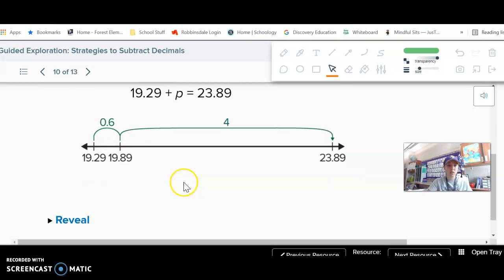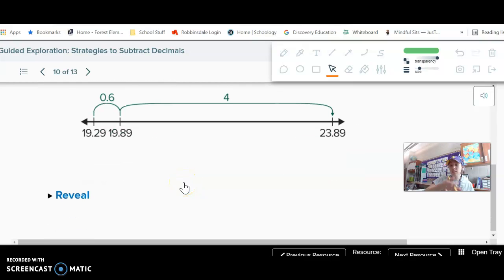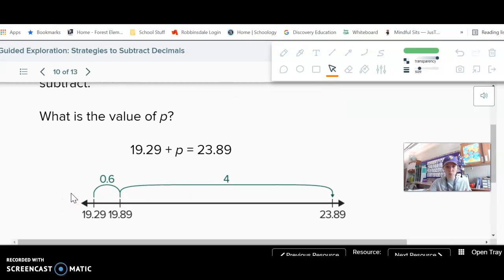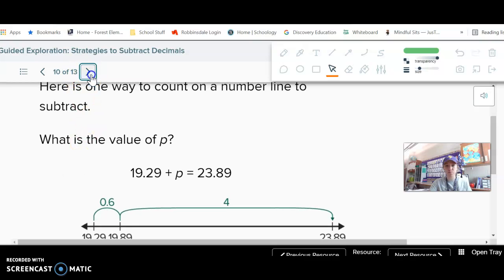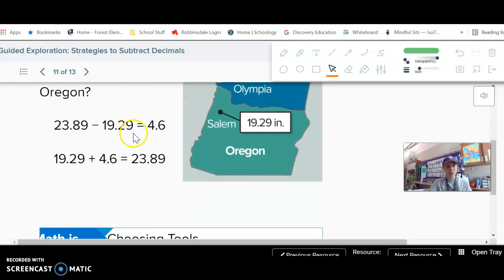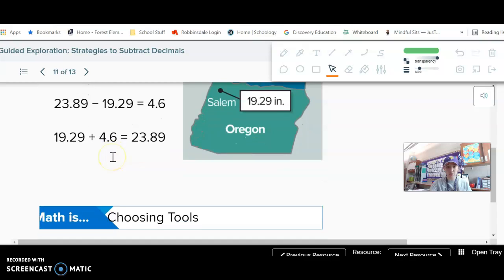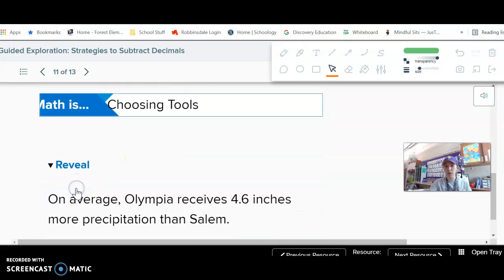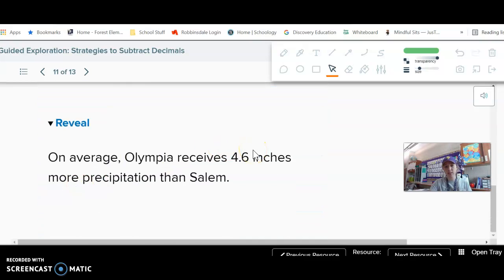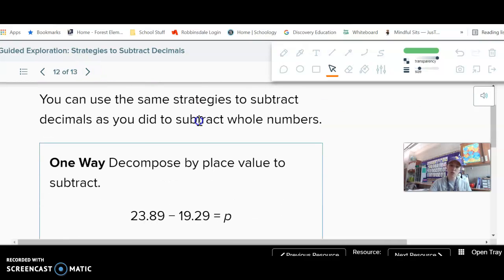So, that's how they showed it. They did the 6 tenths first and then the 4 wholes. Either way will get you to the right answer of 4.6 or 4.60. So I can either subtract using partial differences, or I could count on to find the missing parts. Either way, it receives 4 and 6/10 inches more precipitation. So now you have 2 more strategies to use for subtraction.